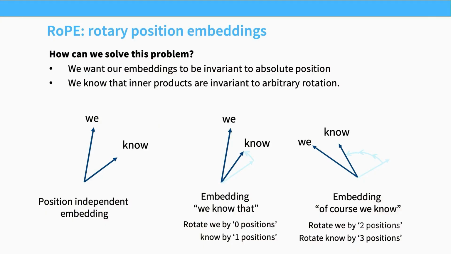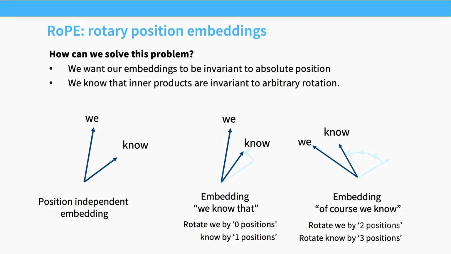So, just as a simple example, let's say we have the sentence, "we know that." We appears at position 0, so I'm not going to touch that at all. I'm just going to keep that where it is. The word "know" is at position 1, so I'm going to rotate it by some angle, and that's my one position rotation.